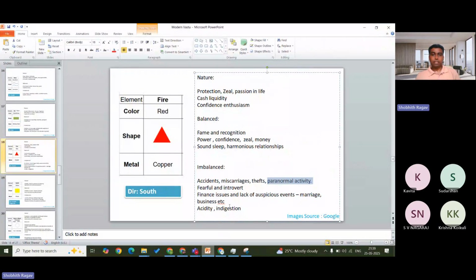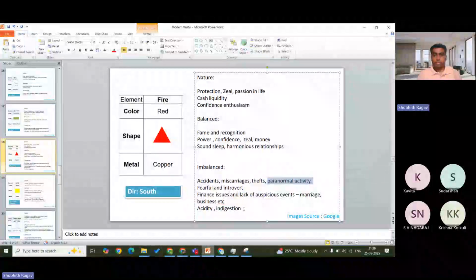In terms of health, it can give you acidity and indigestion issues. So more of pitta, no? They say in Ayurveda, pitta prakriti. So more of pitta related issues it can give.